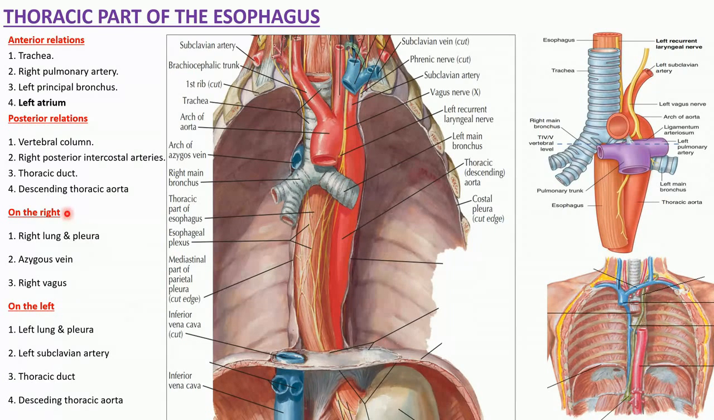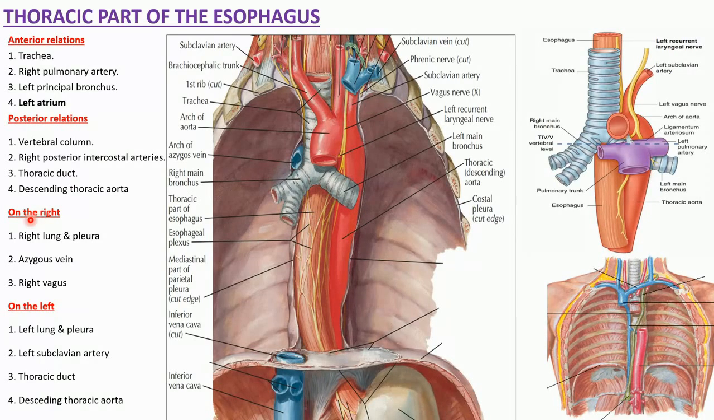Okay. Then we have the right posterior intercostal arteries. These arteries, we know they are going to come from the descending thoracic aorta itself, most of them. And as they are crossing to the right side to supply the right part of the chest, they are going to run behind the esophagus. So that's why we are saying that those arteries are also among the posterior relations, so structures behind the thoracic part of the esophagus.